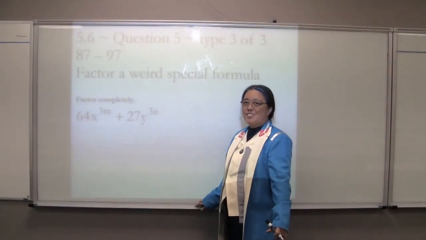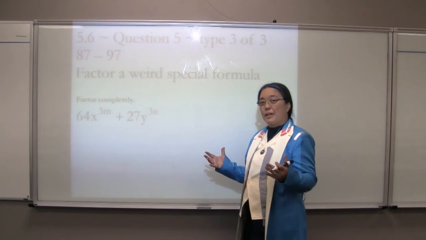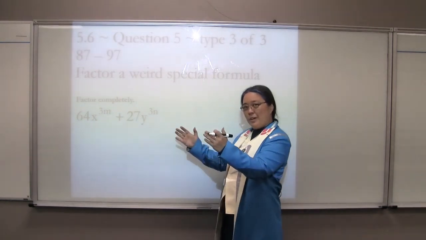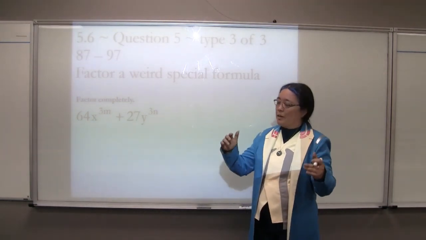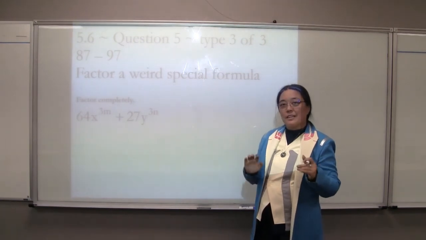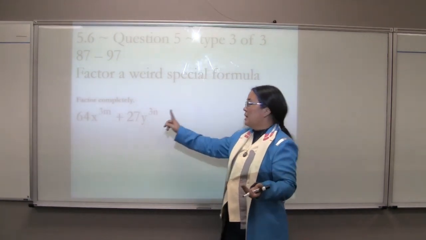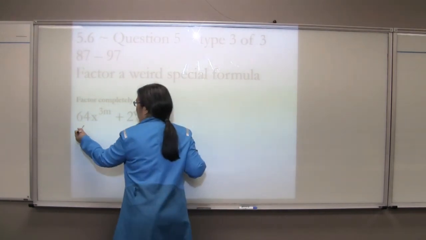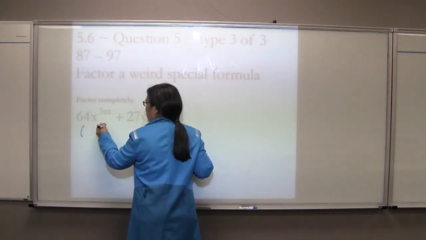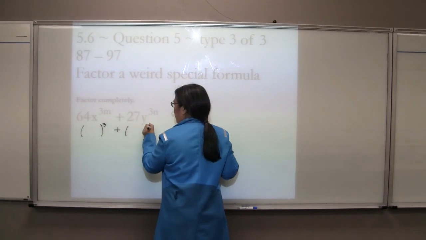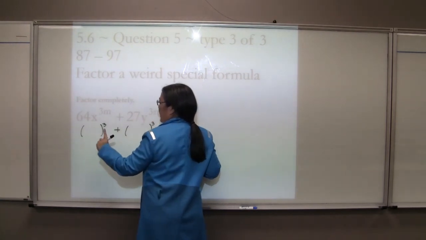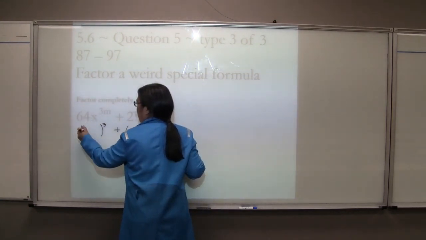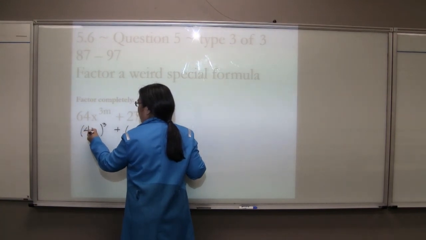Chapter 5, Section 6, Question 5, Type 3 of 3. We've already done difference of squares. We have already done a perfect square trinomial. Obviously, the last thing is going to be a sum or difference of cubes. In this case, I have a sum of cubes. If it helps you, break it up into what got cubed and what got cubed. You do not have to do this, but here, 64 breaks up into 4, 4, and 4.